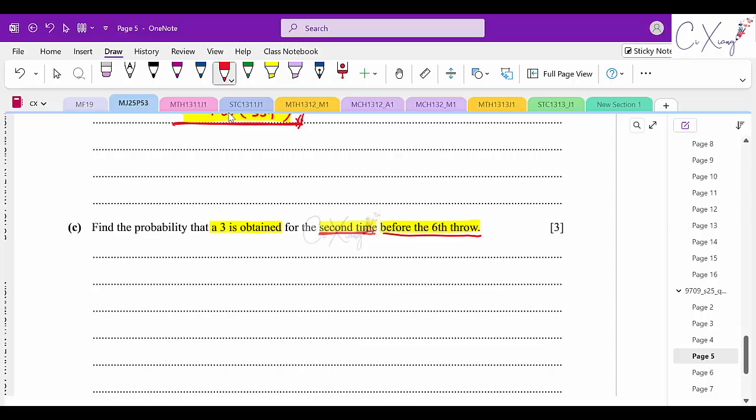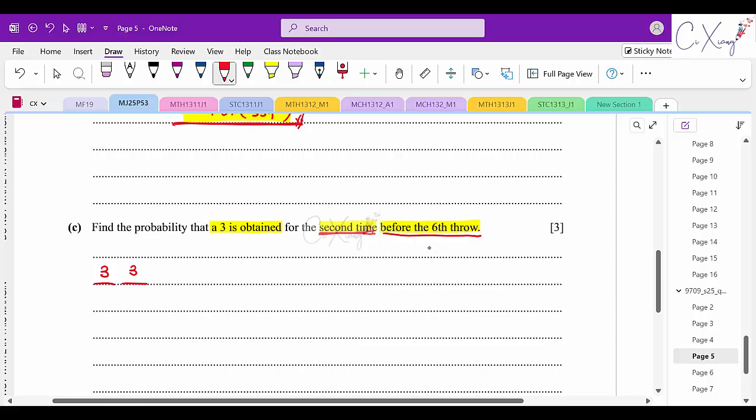All right, what are the possible cases that I have? So maybe you can try to list out first. For the first case, maybe the first throw you get a tree, and the second throw you also get a tree. It means that the tree is obtained for the second time before the 6th throw, because the second tree appears at the second throw. Understand why I said so? They're asking for before the 6th throw. So the second tree appearing at the second throw belongs to the case where it is obtained before the 6th throw.